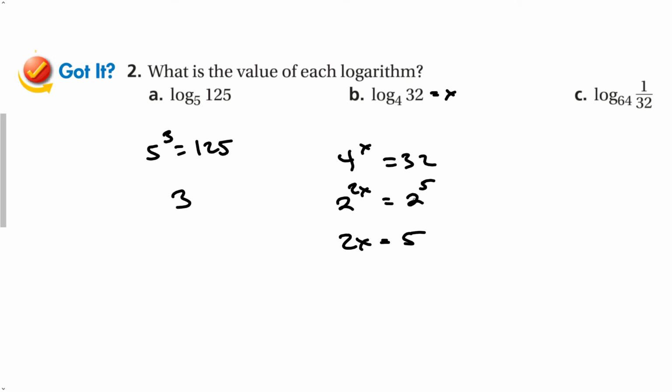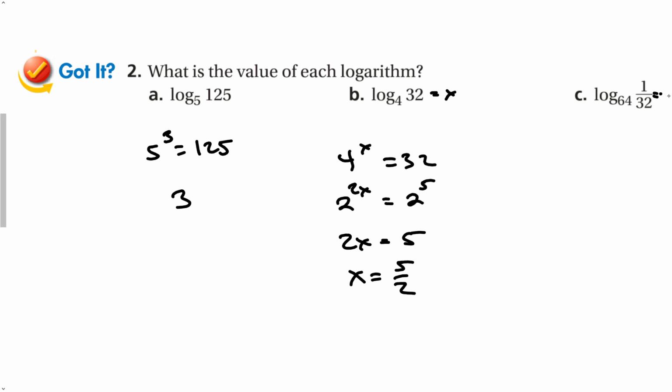And you think about it, if I have 2 to the 5th on this side, I have to have 2 to the 5th on this side for these two to be the same thing. 2 to the 4th doesn't equal 2 to the 5th. Only 2 to the 5th equals 2 to the 5th. So that x has to be 5 over 2, so that when I multiply it by 2, I get 2 to the 5th.